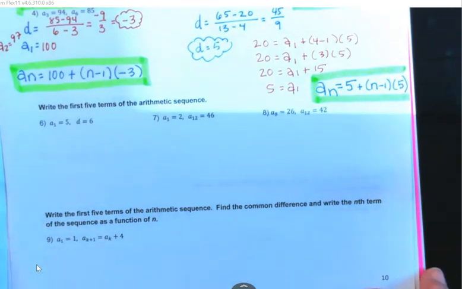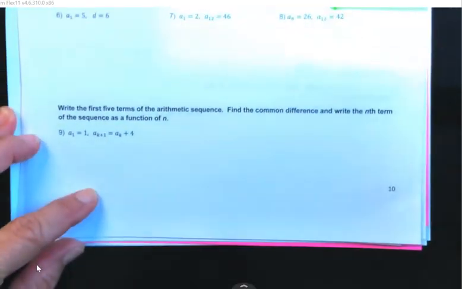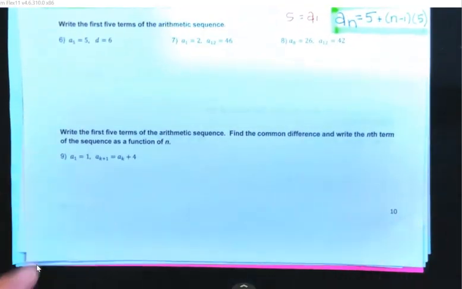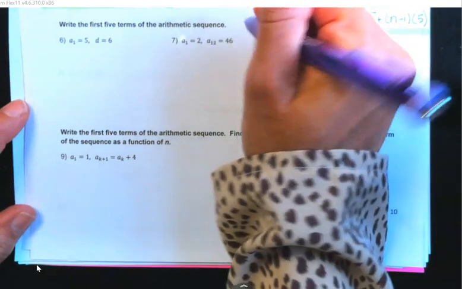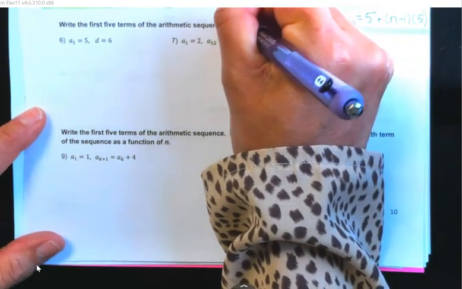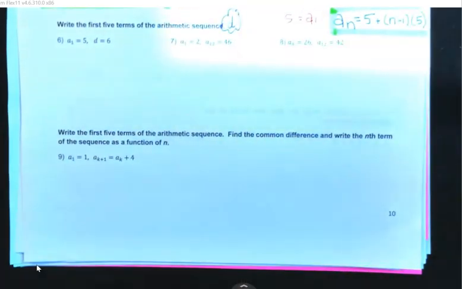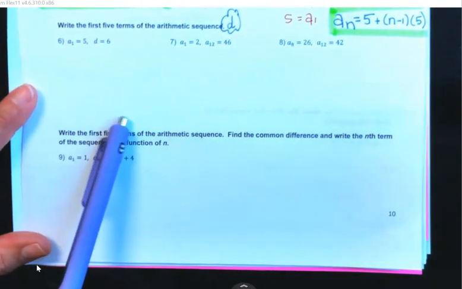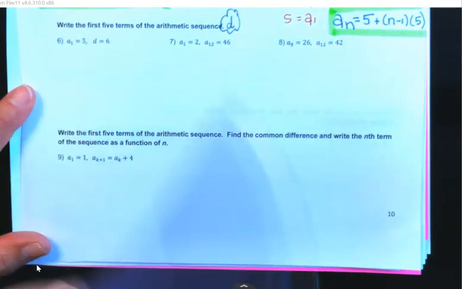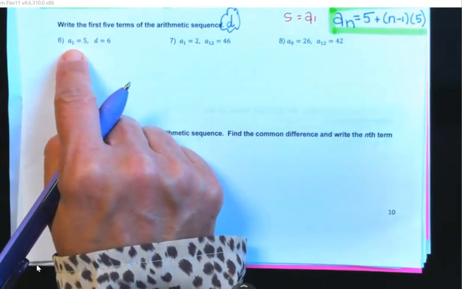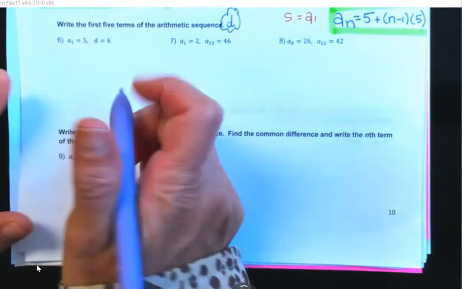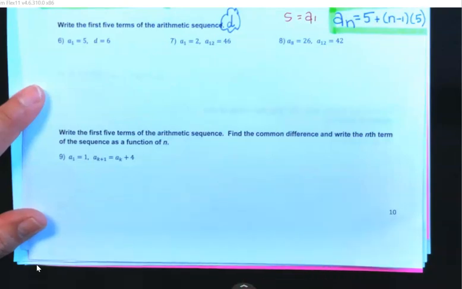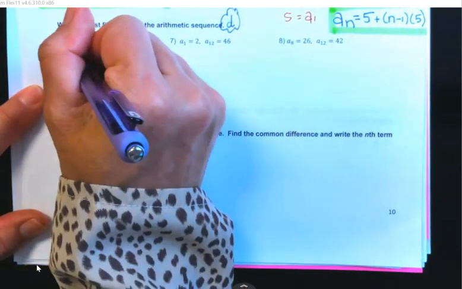Okay, next part. How are we going to find the first 5 terms? Y'all, it is all about the difference. Find the difference and just add or subtract to find the first 5. So number 6, they are so nice to us in problem 6 because they already gave us the first term and they gave us the difference. So we're just going to add 6 each time because that's the difference.